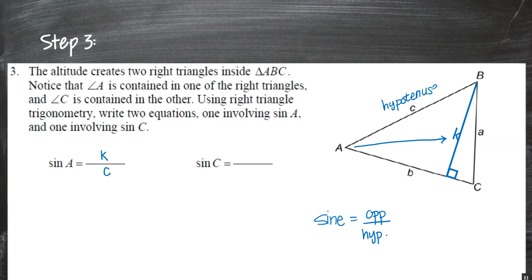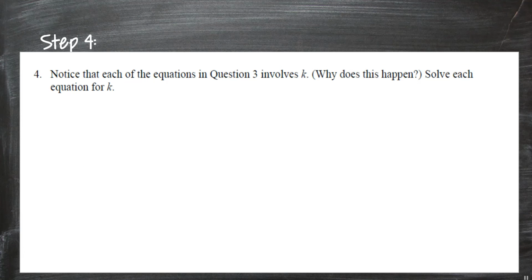Go ahead and try the sine of C. Did you get that the sine of C is equal to K over A? That's because the opposite side from angle C is K, the altitude, and the hypotenuse of this triangle would be side A. All right, let's move on to the next step.